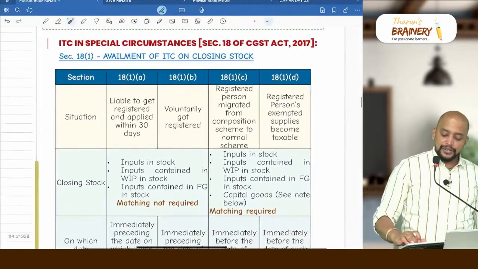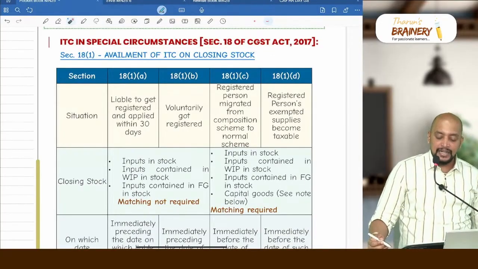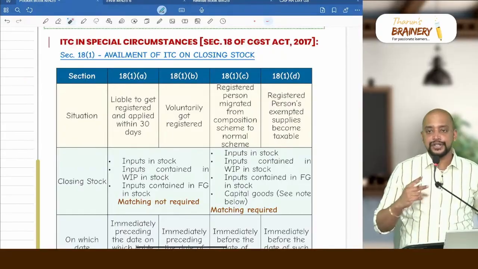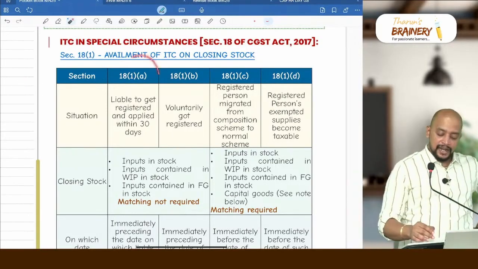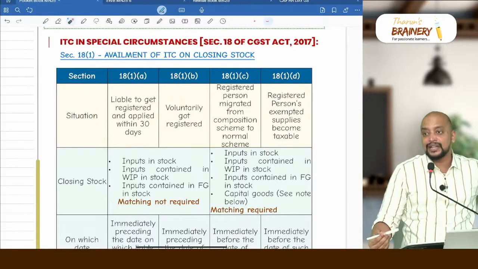Then look into the next one, input tax credit in special cases, section 18. As per section 18, subsection 1, we can avail ITC on closing stock. So in 4 situations we can avail ITC on closing stock. 18(1)(a): a person is liable to get registered and he makes application for registration within 30 days.